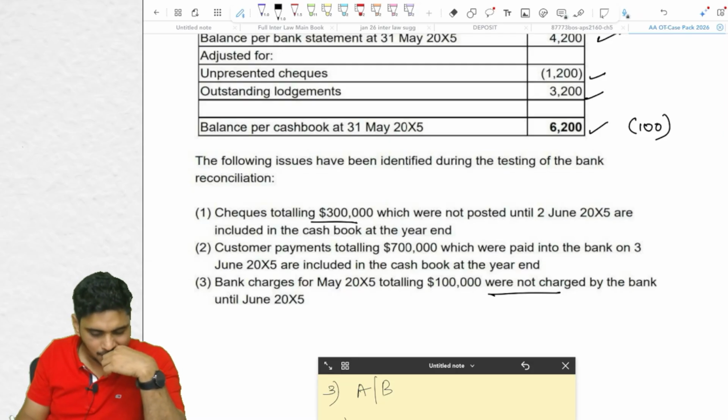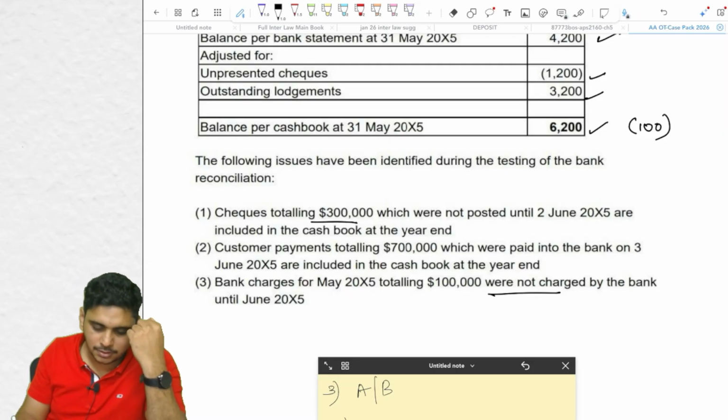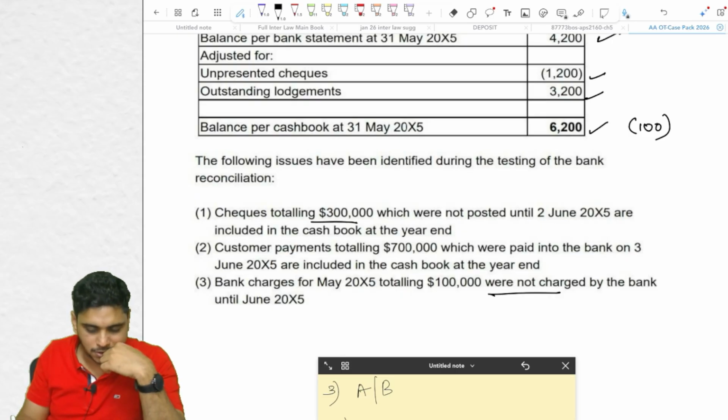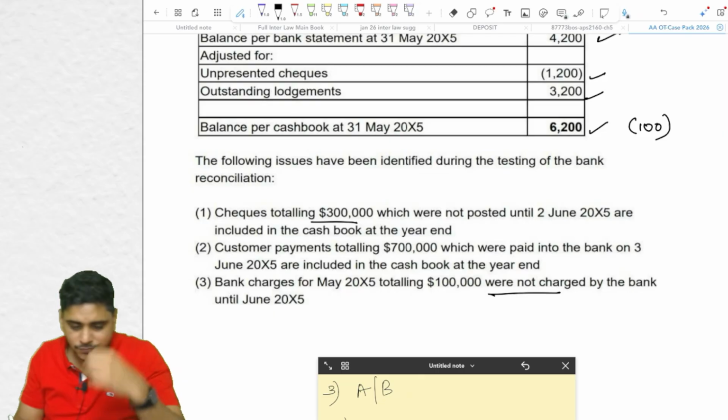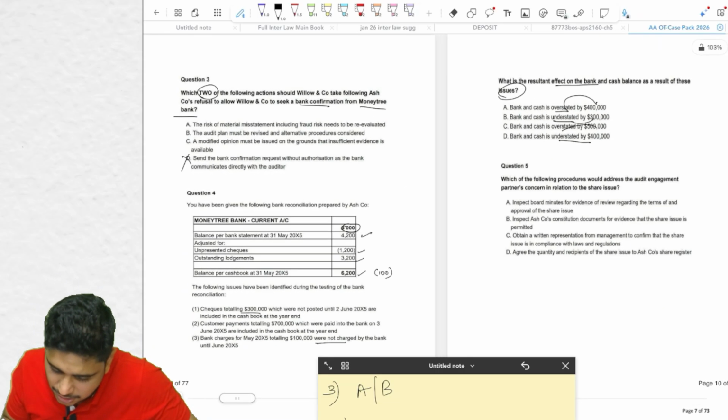Okay. Then checks totaling to 300 were not posted until June 5 are included in the cash book. Customer payment 700 which were paid into the bank on 3rd are included in the cash book. You are supposed to identify cash and bank balance.